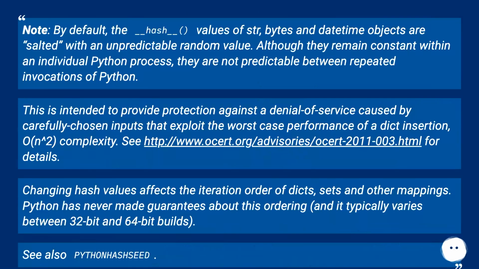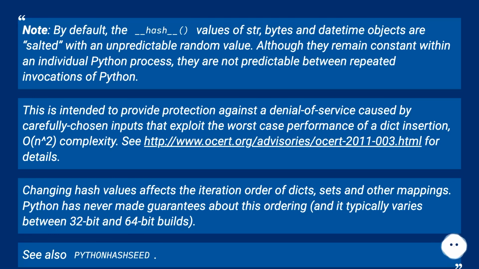Note, by default, the __hash__ values of str, bytes, and datetime objects are salted with an unpredictable random value. Although they remain constant within an individual Python process, they are not predictable between repeated invocations of Python. This is intended to provide protection against a denial of service caused by carefully chosen inputs that exploit the worst-case performance of a dict insertion, O(n^2) complexity. See this URL for details.